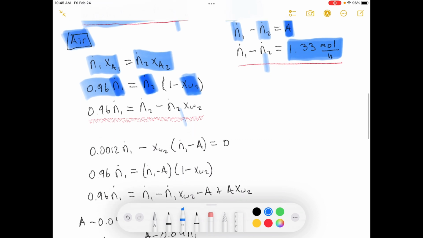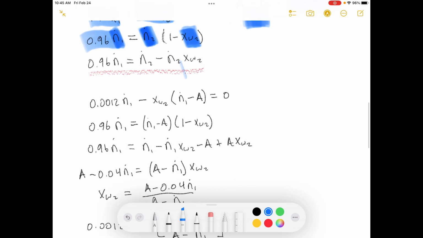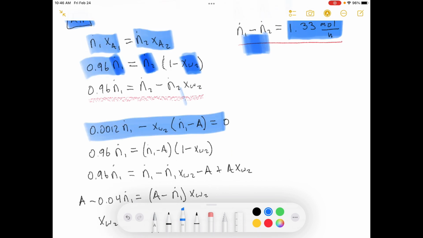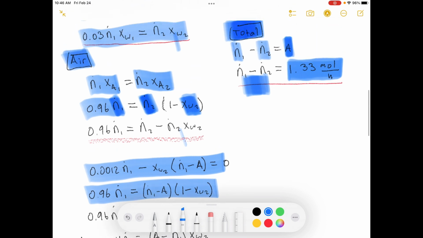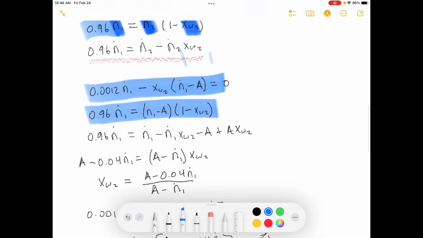So first, I got rid of N2 because they asked for N1 as one of the deliverables. So if we substitute all of our N2s with N1s using this equation, then we'll be able to solve for N1. That's what I did here. And I substituted in N1 for N2 here, using our 2 other equations that we have here and here.